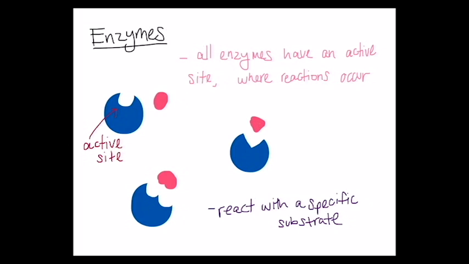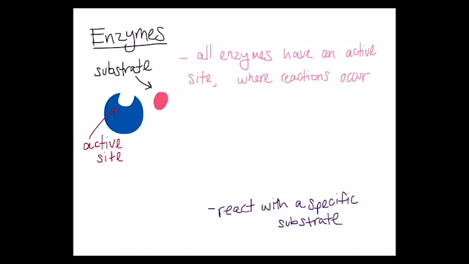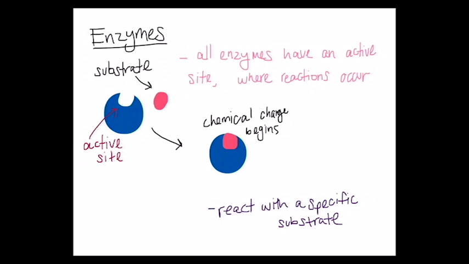The substrate fits into the pocket of the enzyme, and when they effectively collide, they become attached through intermolecular forces. The chemical change begins, and then product is formed, which is released by the enzyme.